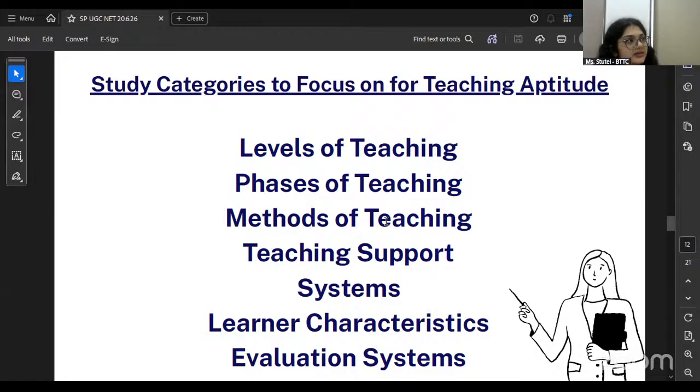The next category is the teaching support systems. This category has become very, very important because it now involves educational technology, and usually in NET papers, they ask a lot of questions that are based on educational technologies. So various tools such as ICT tools, e-learning platforms, LMS systems, LMS as in learning management systems, educational software, multimedia resources. So these questions focus on these particular aspects.